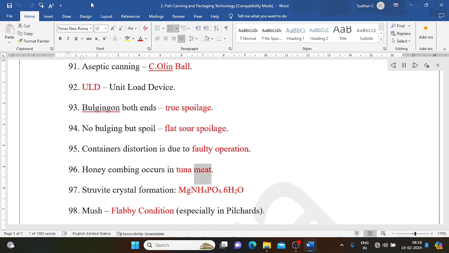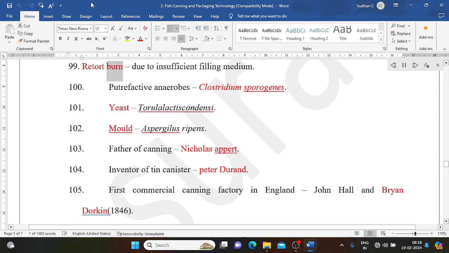Honeycombing occurs in tuna meat. Struvite crystal formation, MgNH4PO4.6H2O. Mush, a flabby condition, especially in pilchards. Retort burn is due to insufficient filling medium. Putrefactive anaerobes: Clostridium sporogenes. Yeast: Torulaspora delbrueckii. Mold: Aspergillus repens. Father of canning: Nicholas Appert.